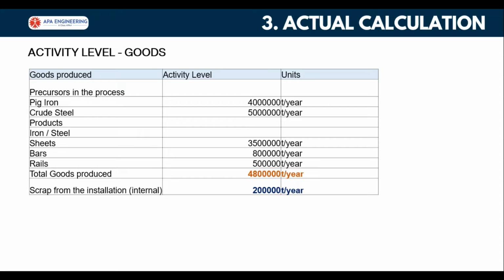So what are the precursors used? For all the goods that are being produced, you will have to enter your activity level, that is your volume, in tons per year. Once you total them out, it comes to this value. You also have scrap from your installation. You also have to have all the activity level data for the entire year.